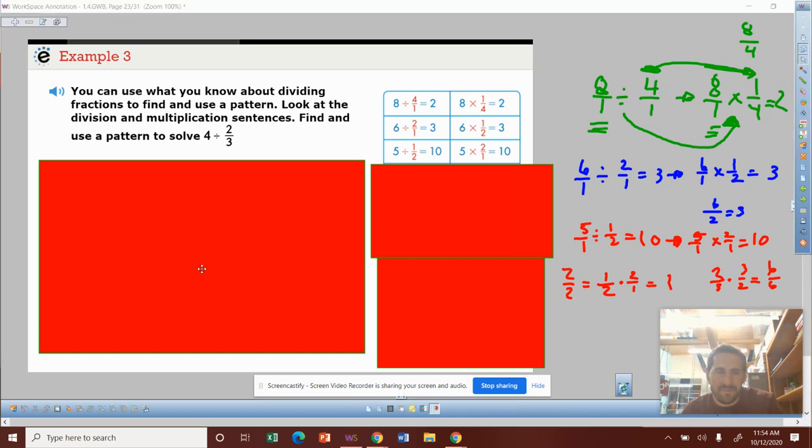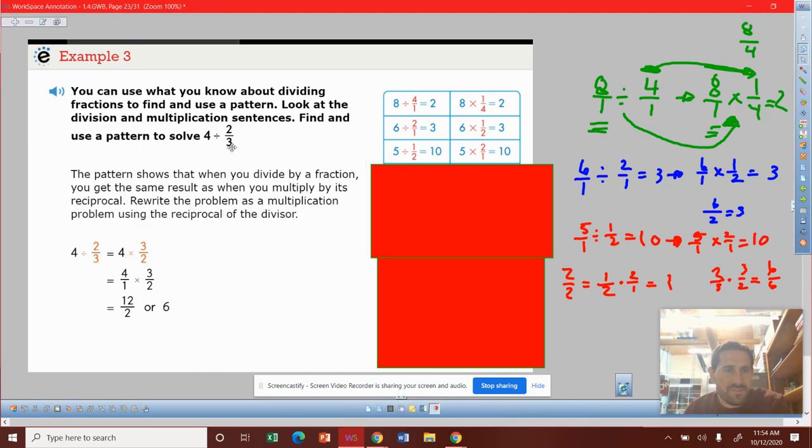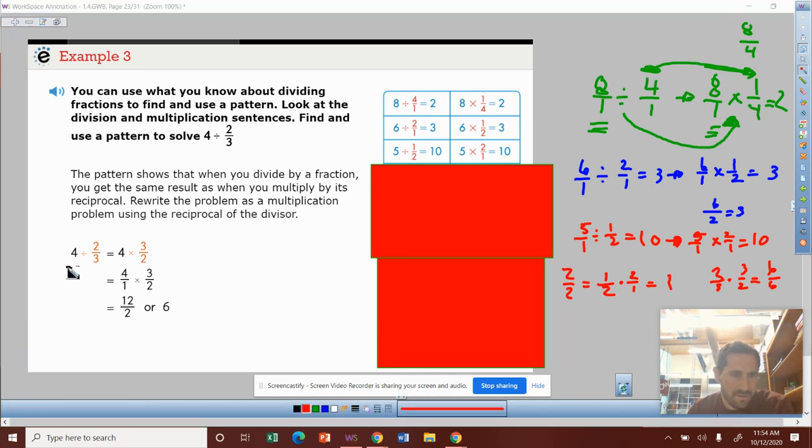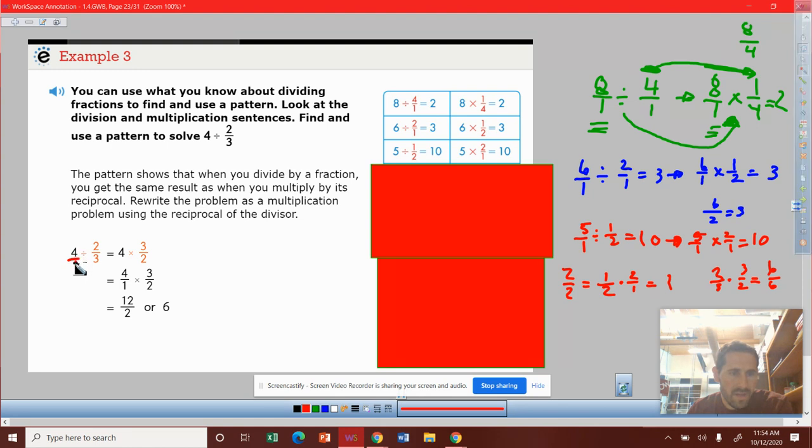So can we use this to finish the problem they asked? 4 divided by 2/3. So we're really doing 4 over 1 divided by 2 over 3. That turns into 4 over 1 times 3 over 2. Multiply those together and you get 12 over 2, and 12 over 2 is 6. So hopefully you see the rule. We keep the first number the same, we change the division to multiplication, and we flip or find the reciprocal of the other fraction.